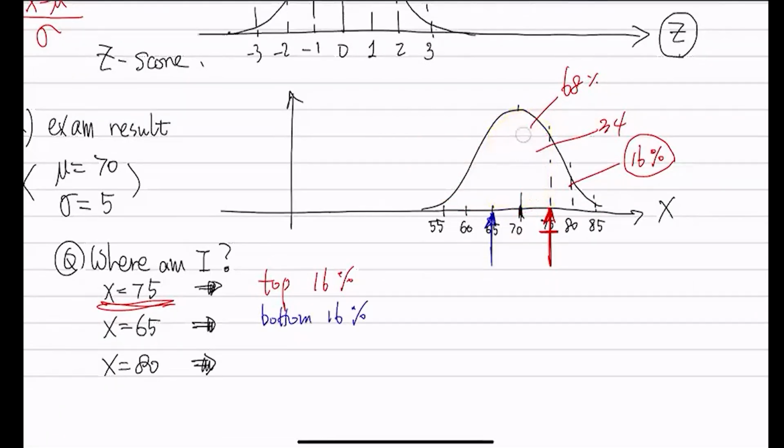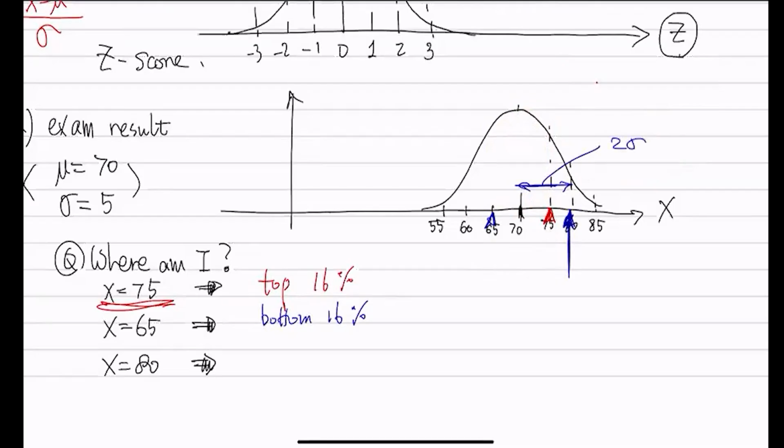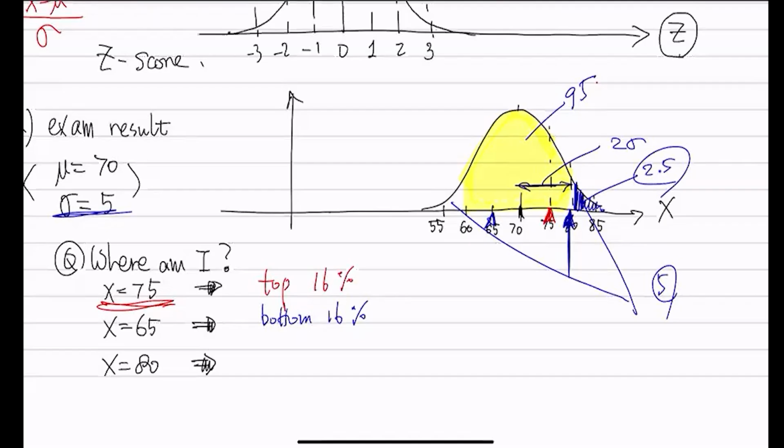And what if you got 80? You're here. Then that is 2 standard deviations from your mean value, right? Your standard deviation was 5. So this area is what? That's 95. So here and there is a total of 5, right? So just this portion is going to be 2.5. Got that? So now you're in the top 2.5%.